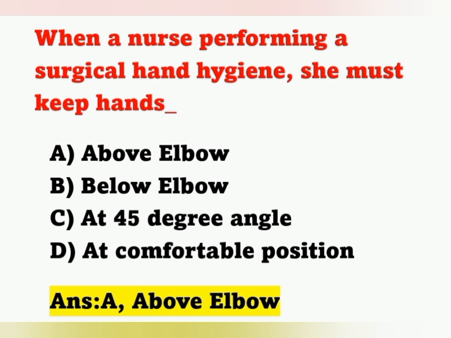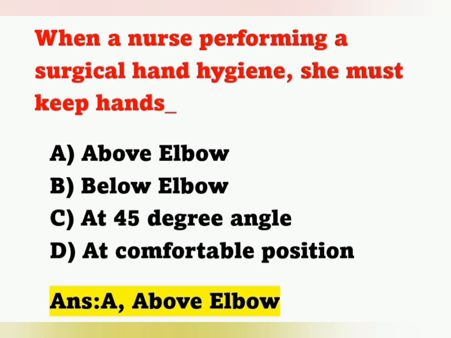The surgical hand wash time is about 3 to 5 minutes. When washing hands, the hand should be held above the level of elbow because the elbows are considered more contaminated than hands. So the water should run from the least contaminated area, that is the hands, to the more contaminated area, the elbow.